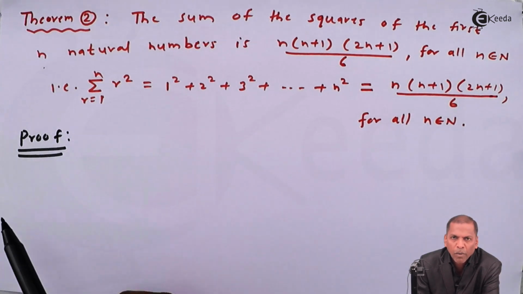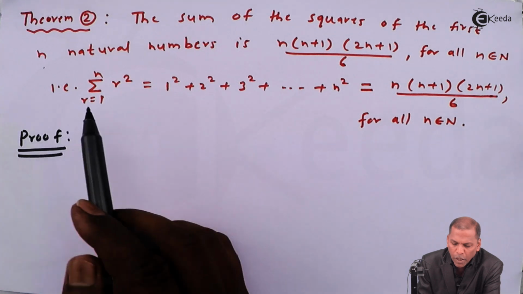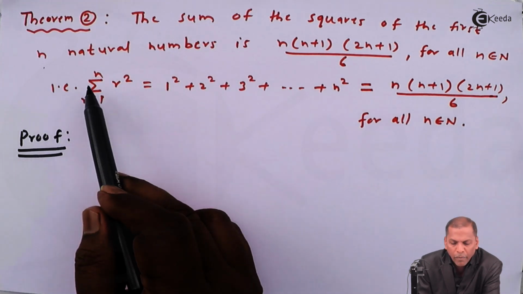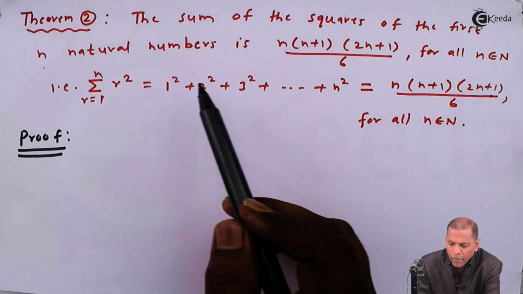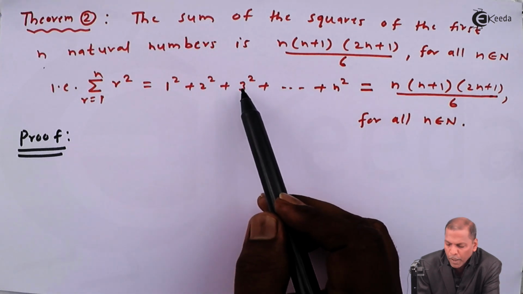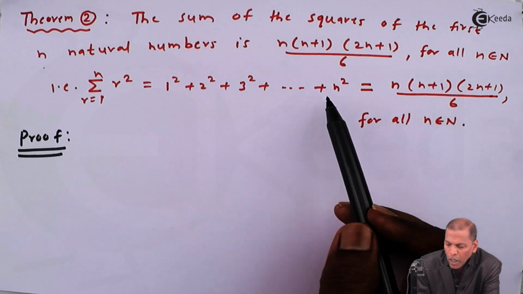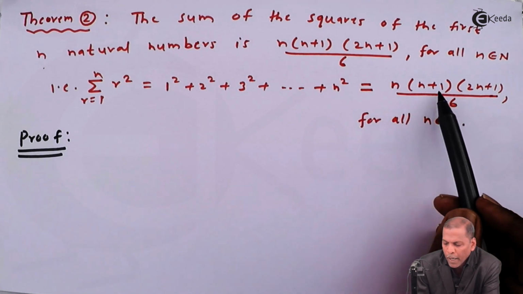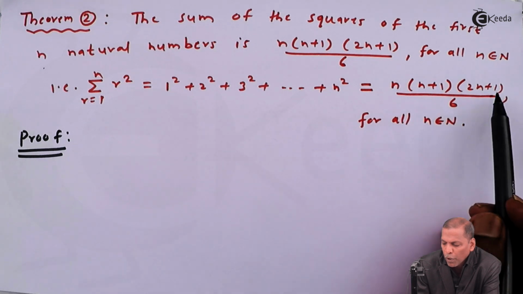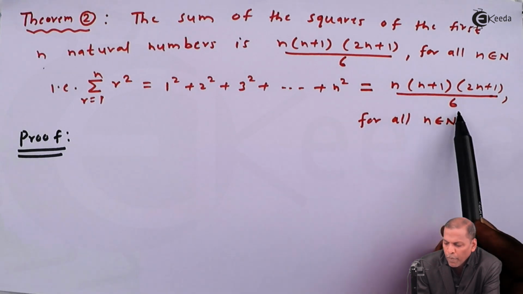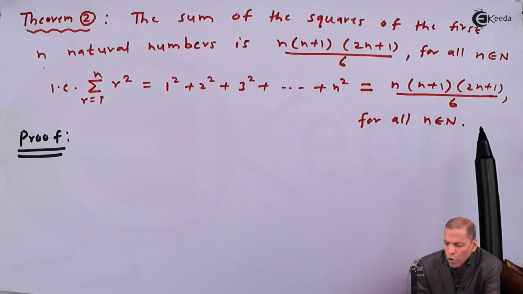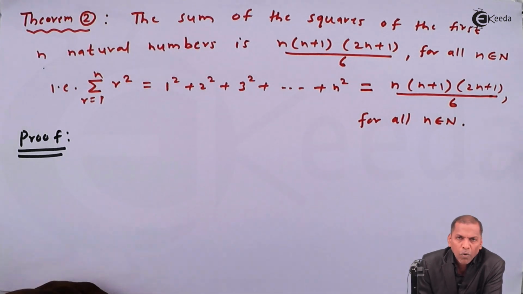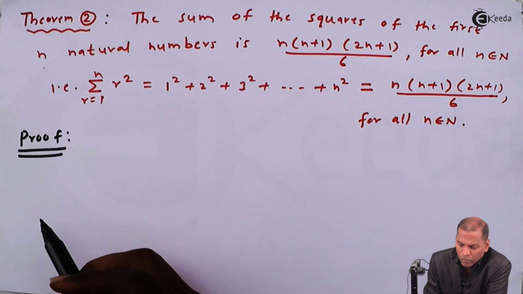That is, summation r square, r takes value 1 to n, is equal to 1 square plus 2 square plus 3 square up to n square, and we have to prove that this equals n(n+1)(2n+1) divided by 6, which is true for all natural numbers. Now we see the proof.